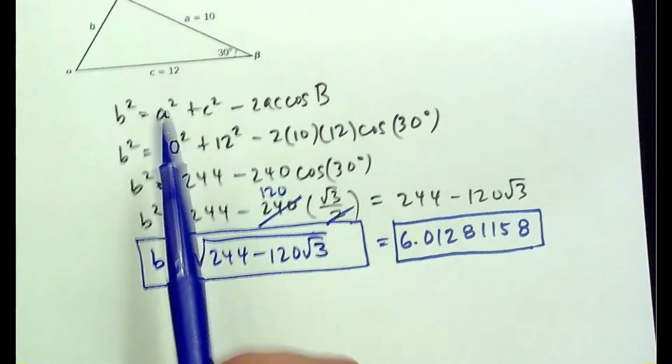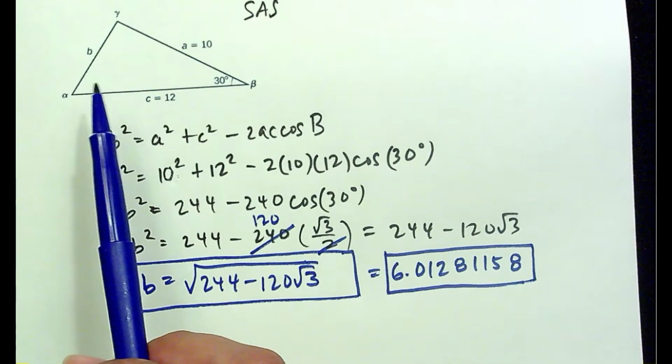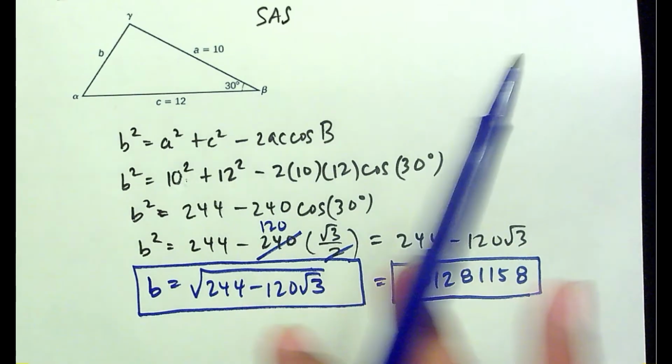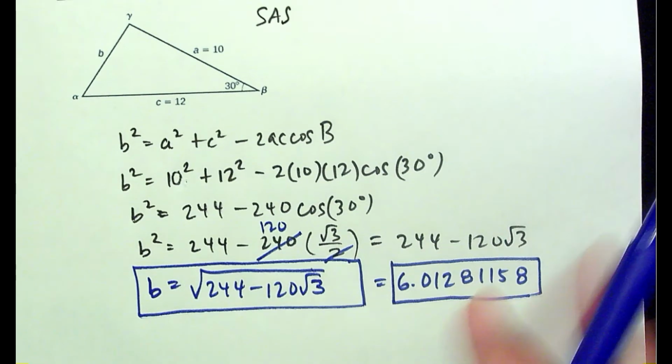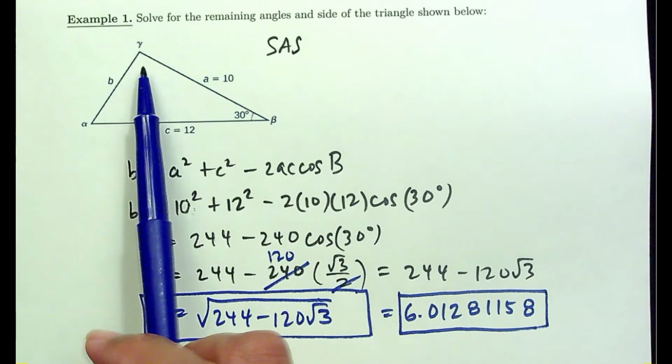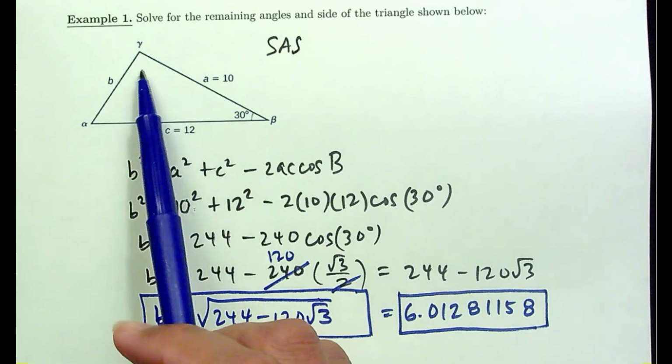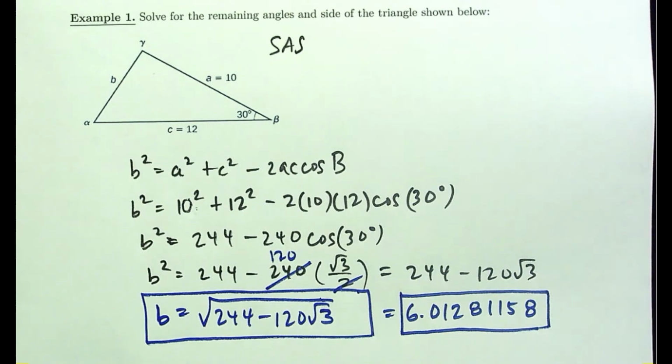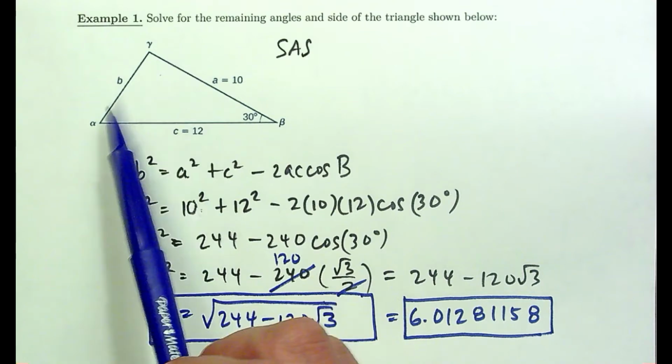If they were asking for only side b, we would be done. The problem would be over. But we have to find now the other two, these two angles. All right, how do you find that angle or that angle?